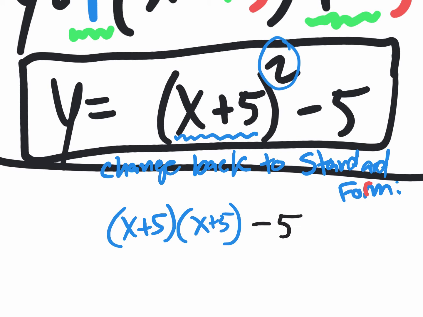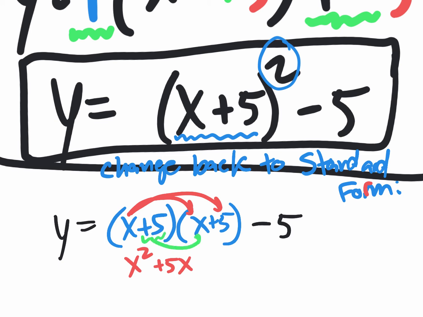So if you passed Algebra 1, you should be able to distribute and combine like terms. And that's really what your standard form equation will be. Let me show you. Let's distribute x times x, x squared. X times 5, positive 5x. How about positive 5 times x? That's another positive 5x. Positive 5 times positive 5 is positive 25. Let's not forget about this minus 5 at the very end. Bring it down. So we have distributed.